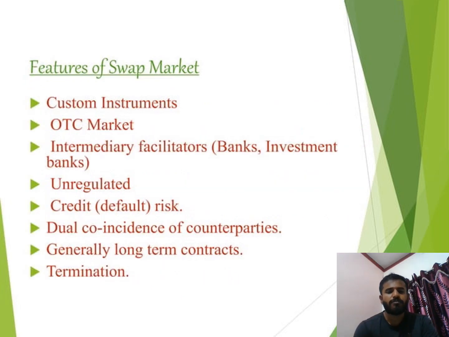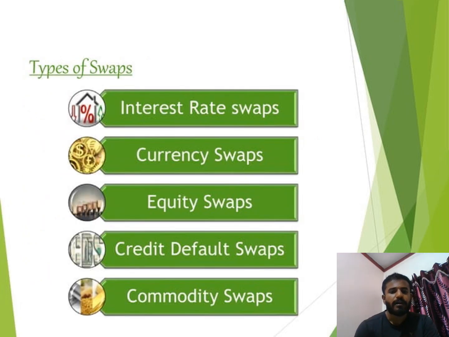Let us know about features of the swap market. Features of swap markets are custom instruments, OTC market, and intermediate facilitators like banks and investment banks. It is also unregulated, and has credit risk like default risk, dual coincidence of counterparties, generally long-term contracts, and terminations. And there are types of swaps: interest rate swaps, currency swaps, equity swaps, credit default swaps, and commodity swaps.